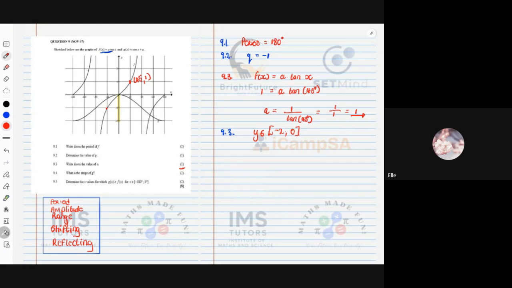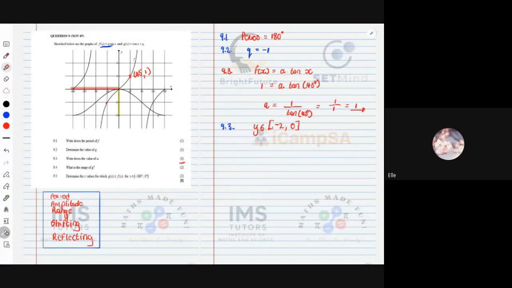Determine the x values for which g of x is greater than f of x, for x from -180 to 0. So it has been specified that we're only going to look from -180 to 0. We're not considering anything from 0 to 180. Just those two things. This is our graph of g here, and this is our graph of f. Here we have our asymptote at -90. The graph of f doesn't touch it.